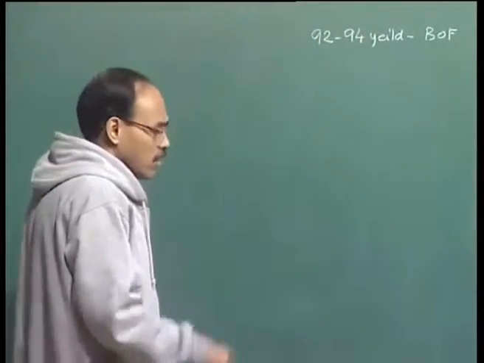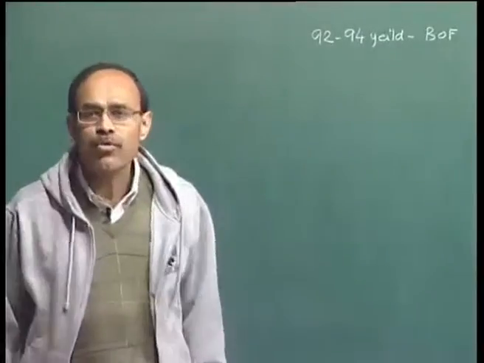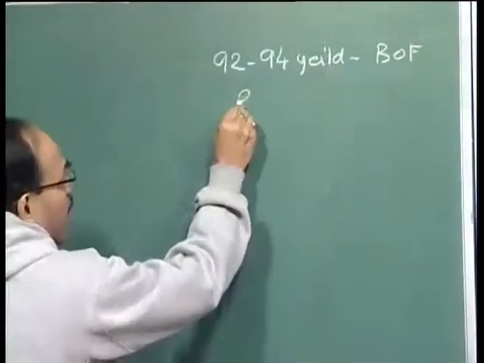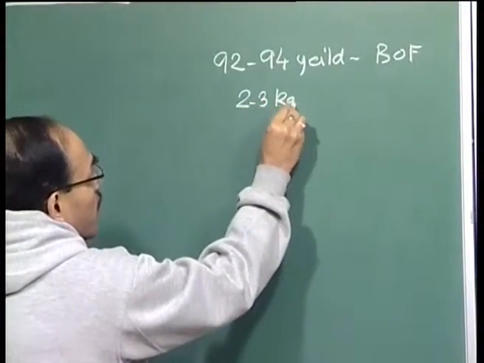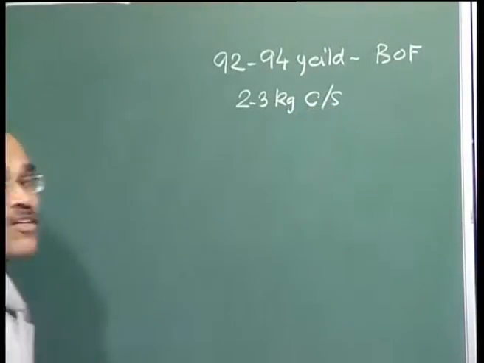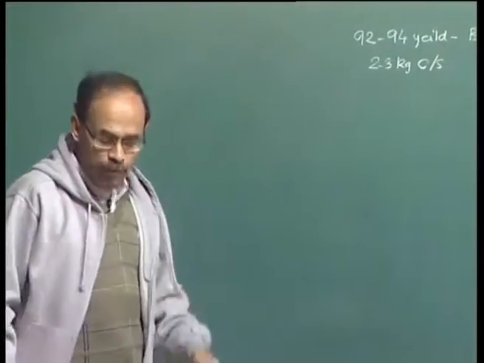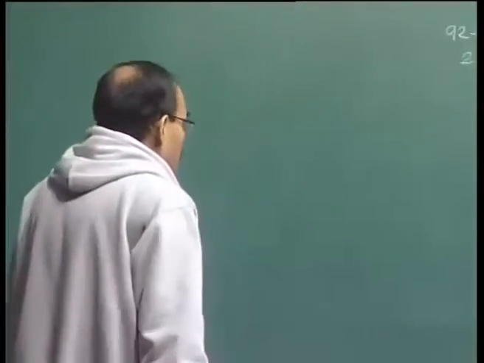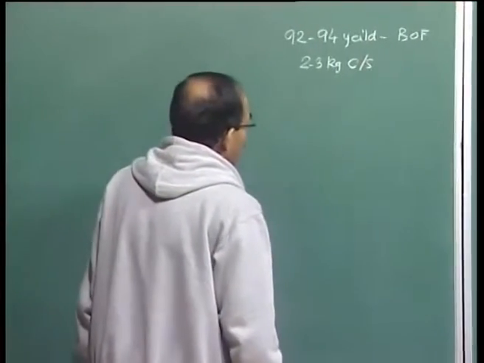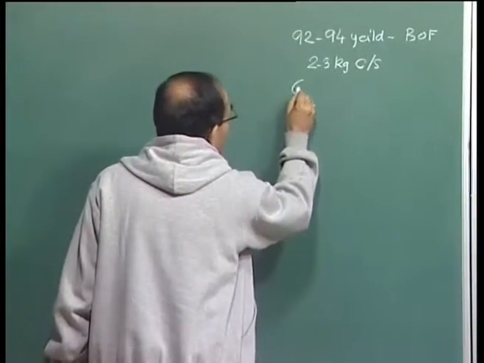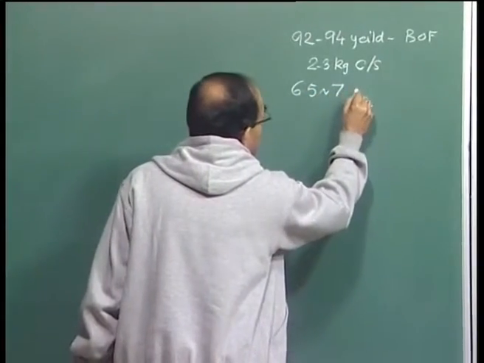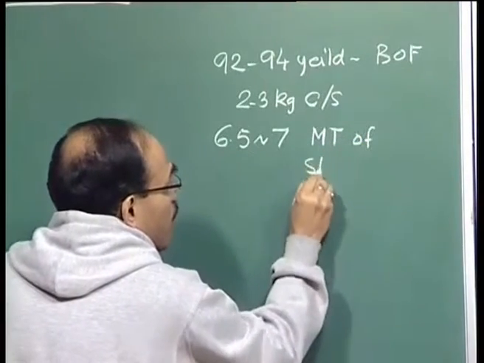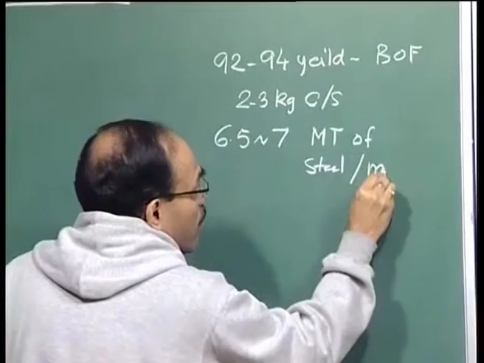In the BOF, the ALD converter and combination blown reactors, the refining is so fast, so rapid, that you can get something like 2 to 3 kg of carbon removal per second. That is the rate of carbon removal we are talking about. If you go and visit the casting bay, for example, in a thin slab casting shop today, you will find that you are talking about 6.5 to about 7 metric tons of steel being produced per minute per strand.